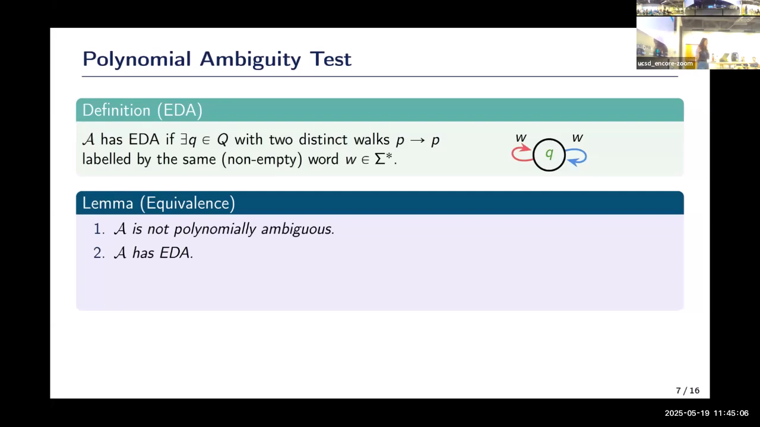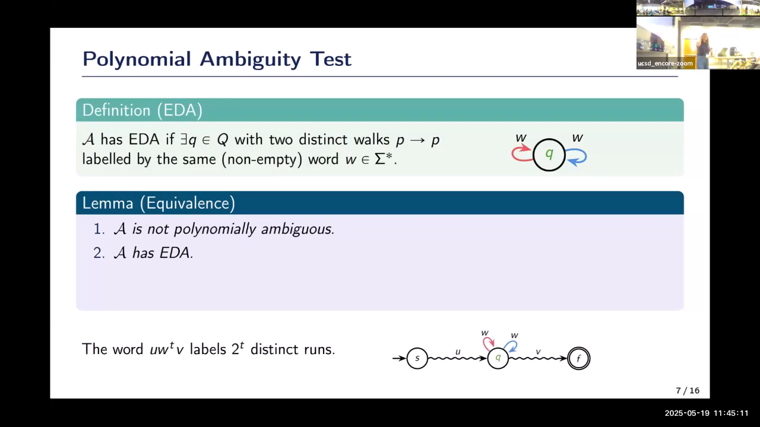And so what I'm claiming is that if I have this structure, then I cannot be polynomial ambiguous. The one direction is quite easy. If you have this structure, of course, I'm working with a trimmed automaton again, then the state Q is reachable by some word U, and co-reachable to F by some word V. And then using the structure, you can pump an exponential number of accepting runs, right? If you have the word U, W raised to the power T, V, then for each of these W, you have a choice which of the two cycles, red or blue, you use to read the word.